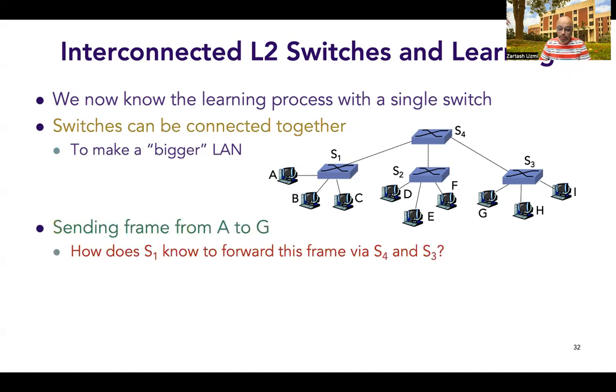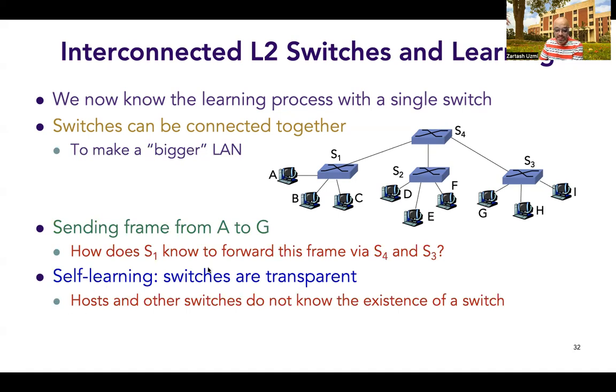Okay, so let's say you want to send a frame from A to G. So source is A, the destination is G. A will make a frame, put the source address as A, destination address as G. How does switch S1 know to forward this frame via S4 and S3 and not to S2? Well, it would not know. It would just broadcast. Without knowing the location of G, all the switches will just broadcast.